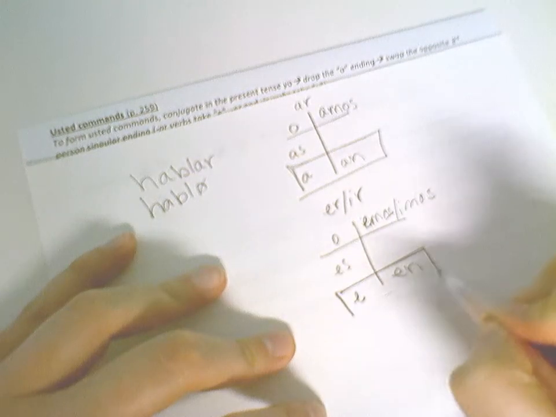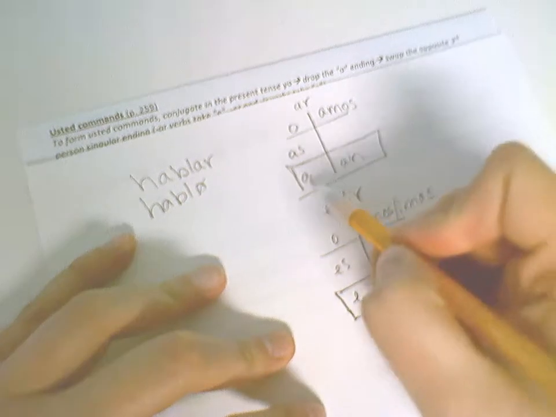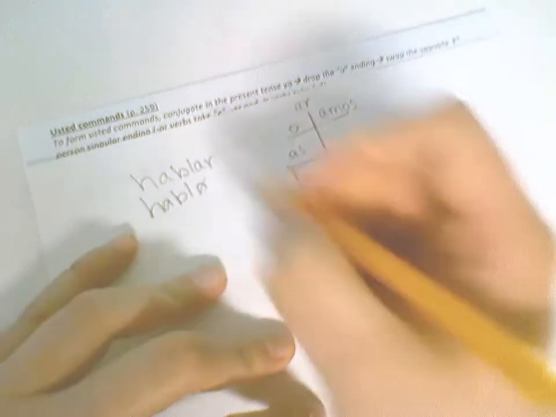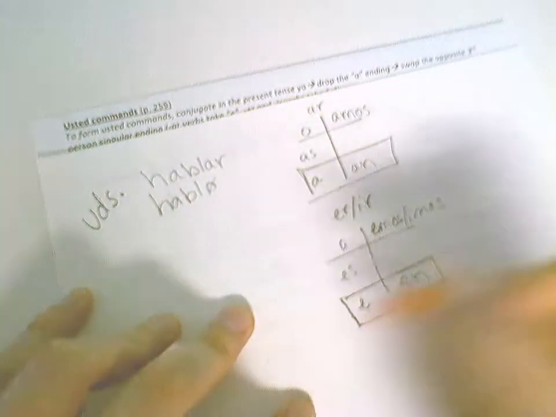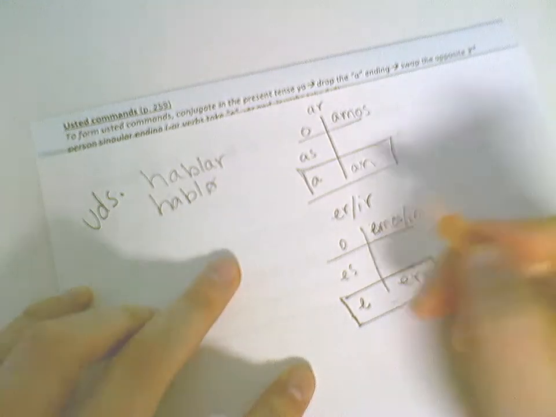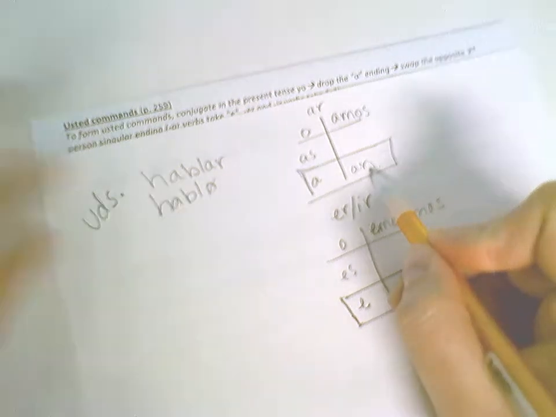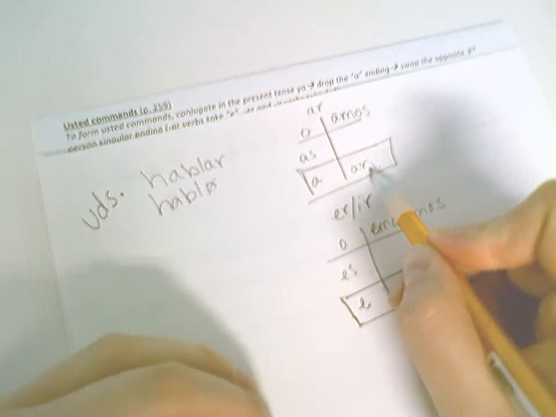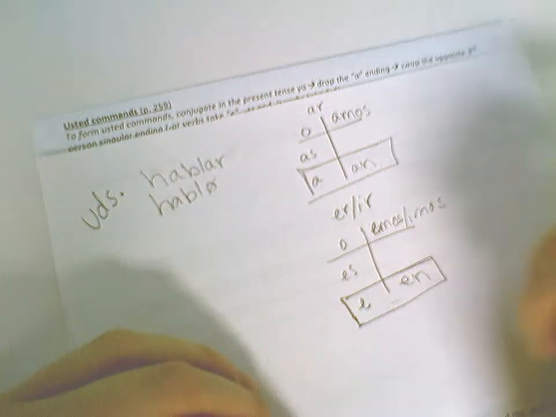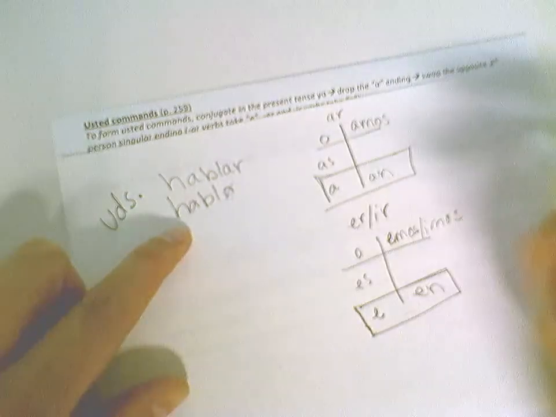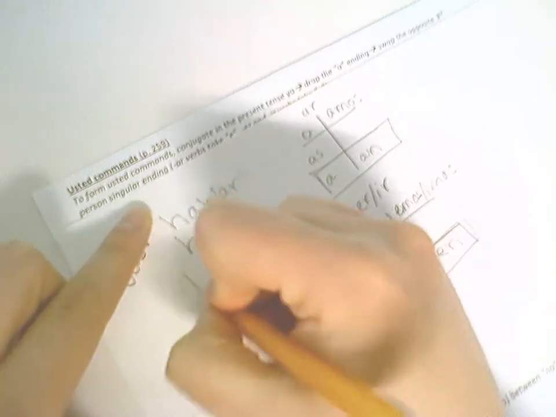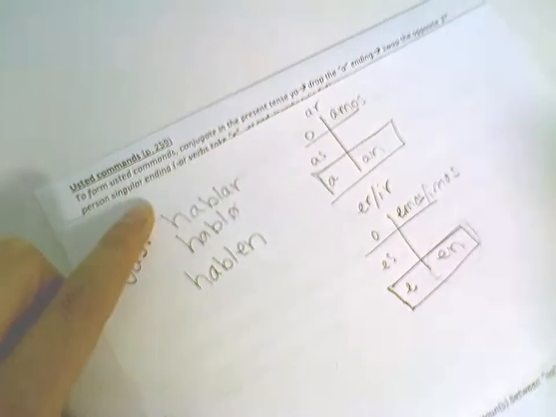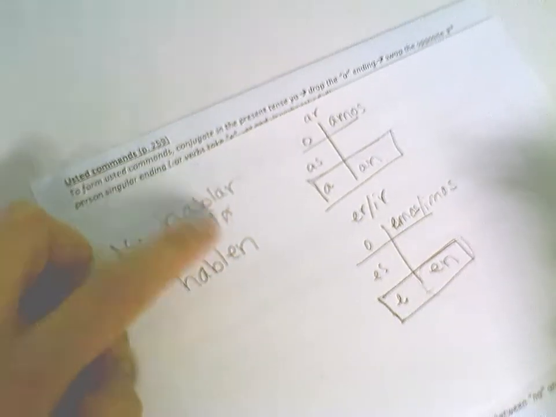Remember, we are dealing with the formal commands, which means we're only going to use usted or ustedes. So since I want to say you all talk, speak, my original ending is an, right? If I'm conjugating normally, hablan would be they speak. So in order to make it a command, I went to the yo, and now I'm going to swap for the opposite ending. So my command is going to be hablen. Okay, so yo, drop, and swap.